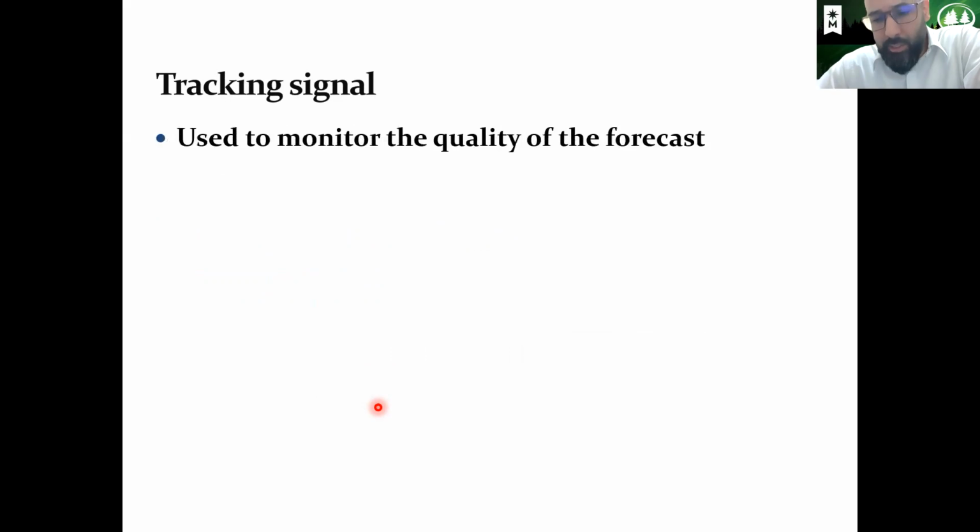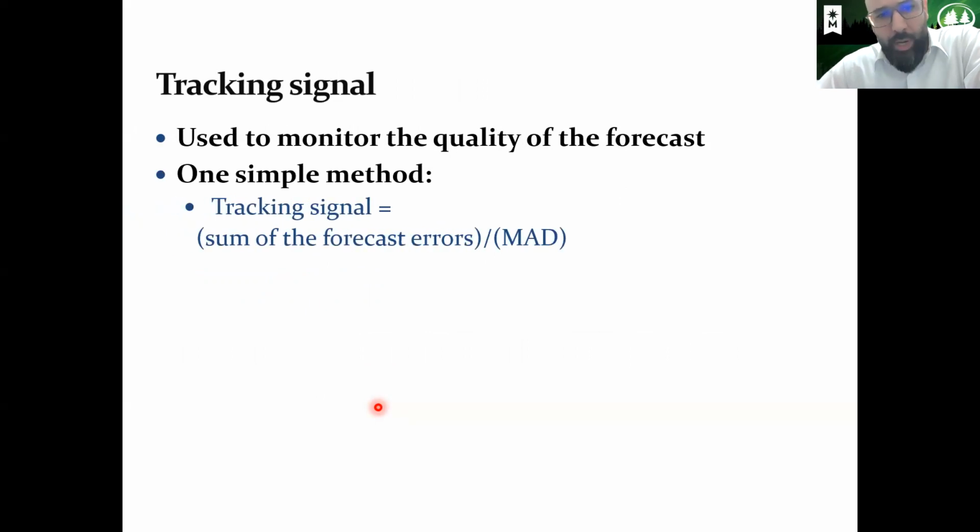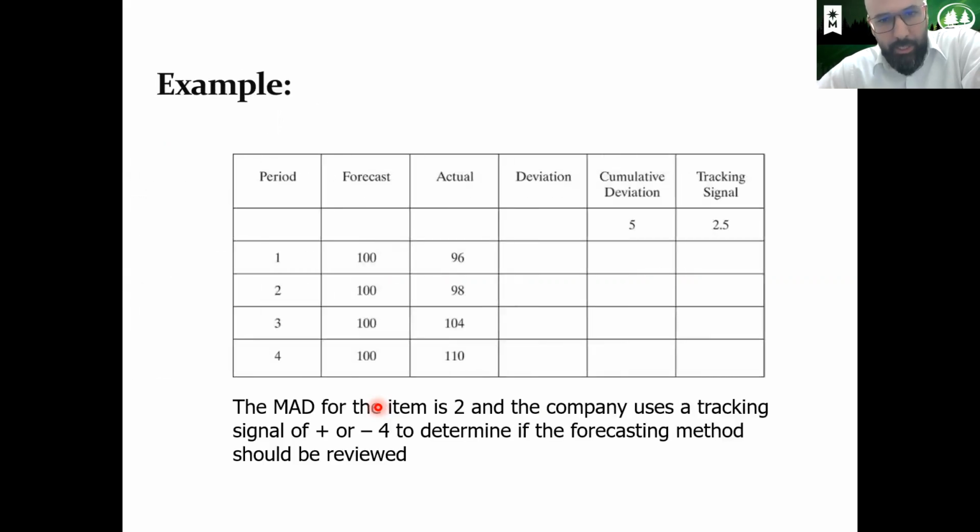Now, the third technique to improve the accuracy of forecasting is called tracking signals. The tracking signal is another technique to monitor the quality of forecasting. It is very simple: the sum of the forecasting errors divided by the MAD, the calculation that we got from the last slide. All right, let's take a look at this slide. Here we have forecasting for 4 periods, 100 each month. This is the actual demand. What I want you to do is stop the video and do the math by yourself.